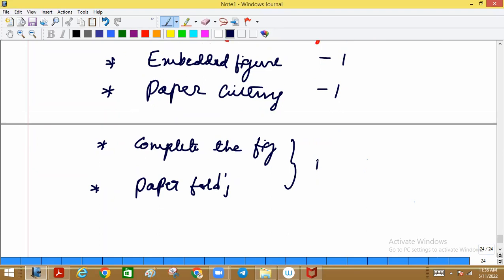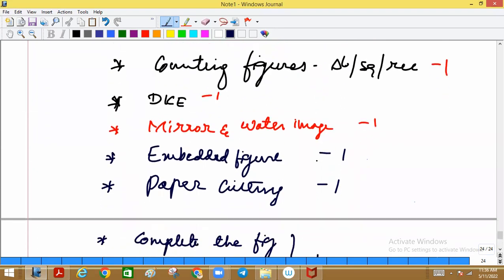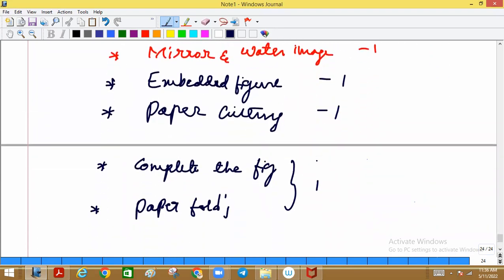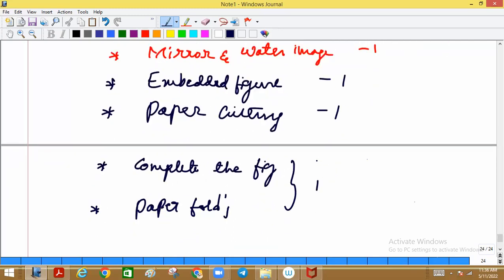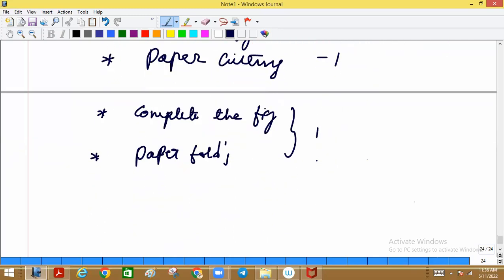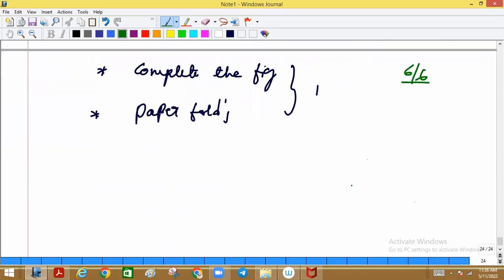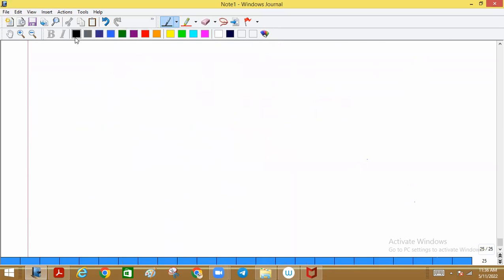So these are the non-verbal questions we can expect, like 1, 2, 3, 4, 5, sometimes 6 also. It varies. The 6th question may include some other type, maybe analogy or series, or sometimes one question from complete the figure and one from paper folding as well. So we get 6 questions. I think everybody will get 6 out of 6. If you do wrong in this case, you will regret.